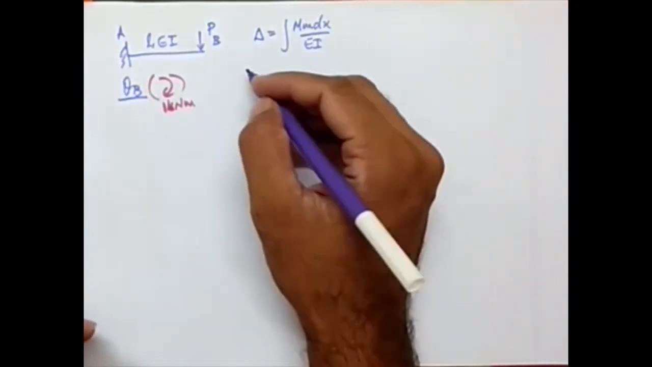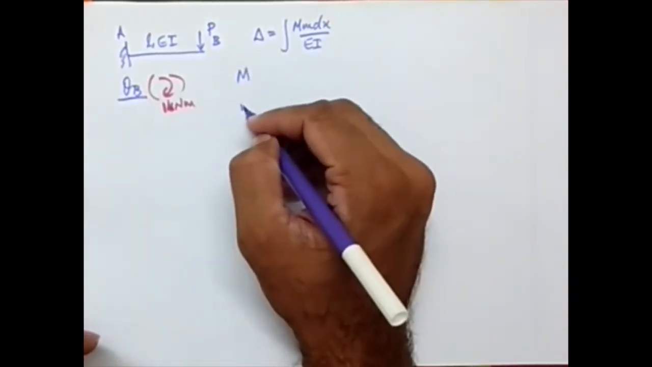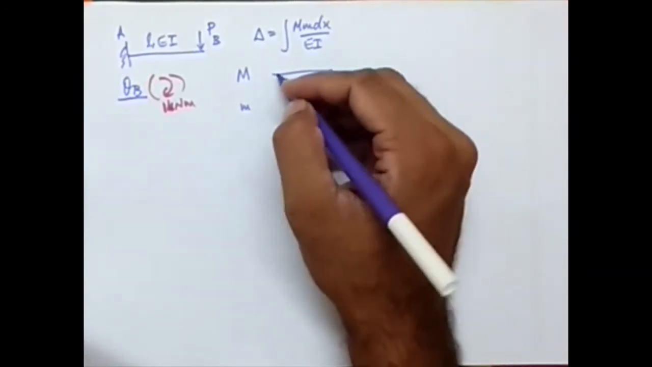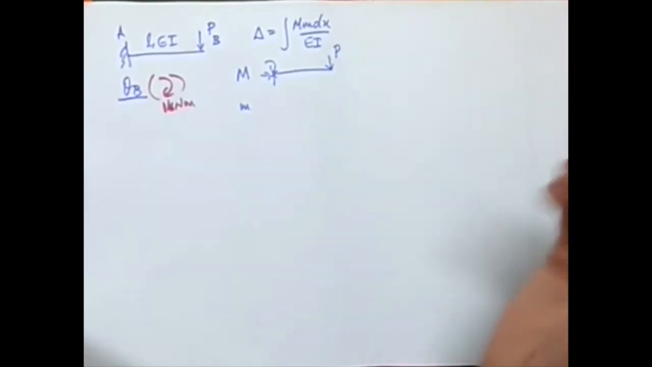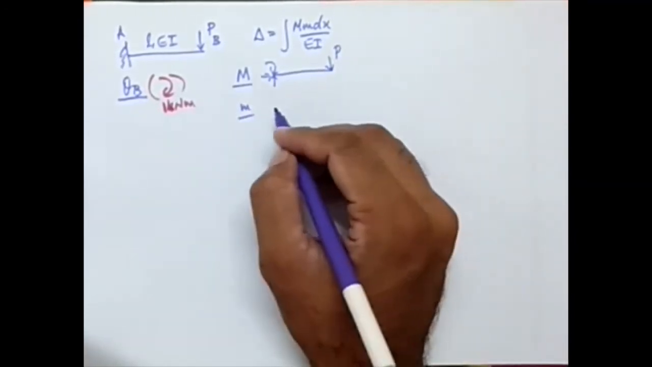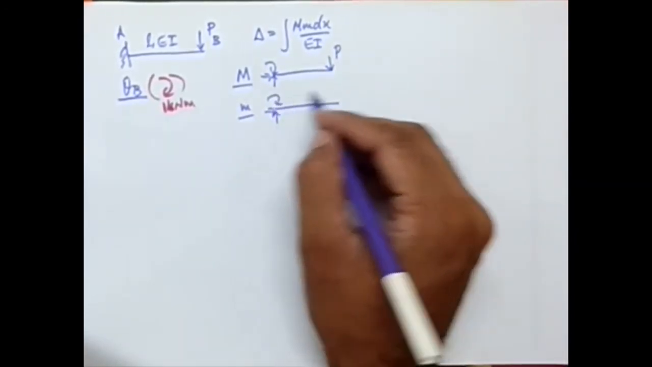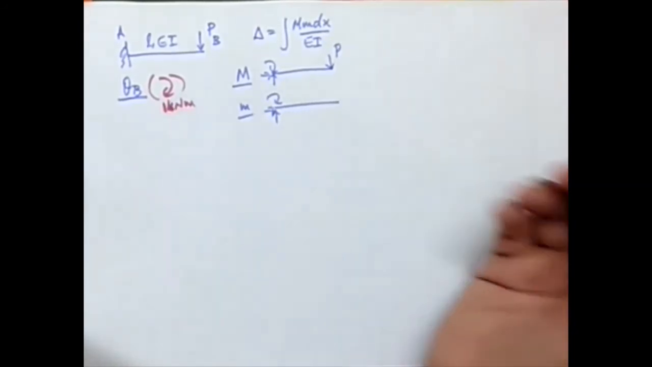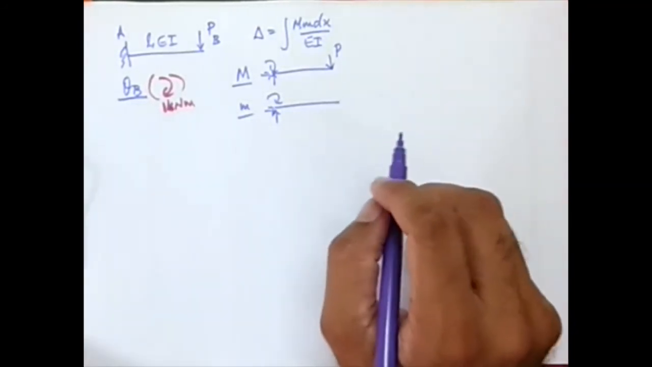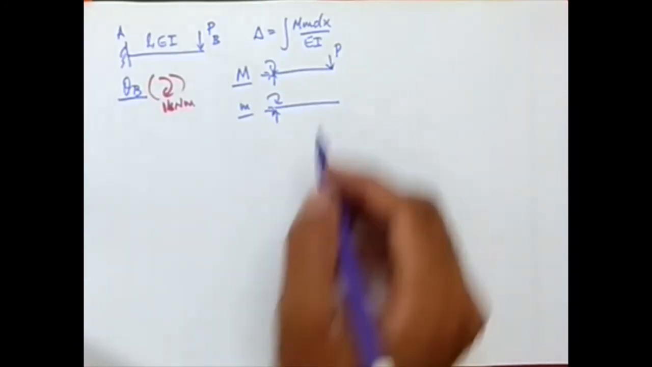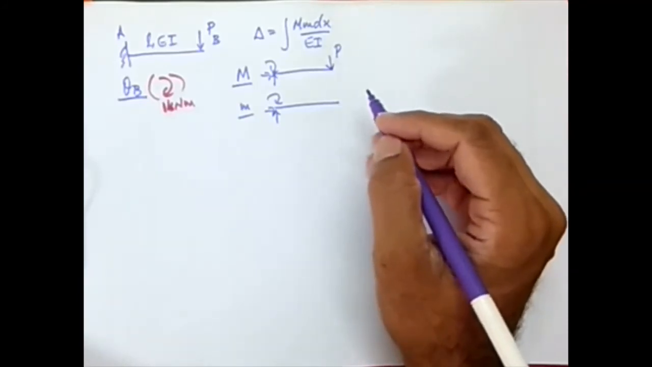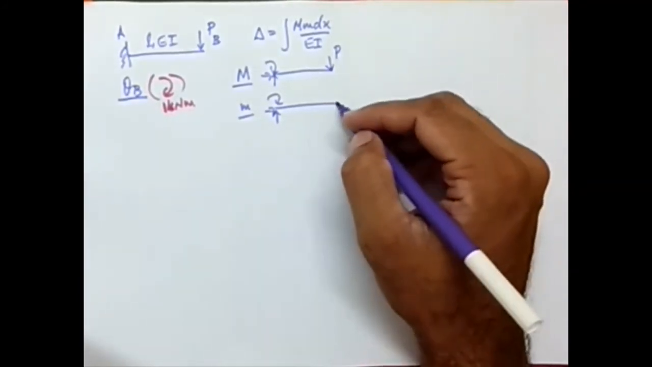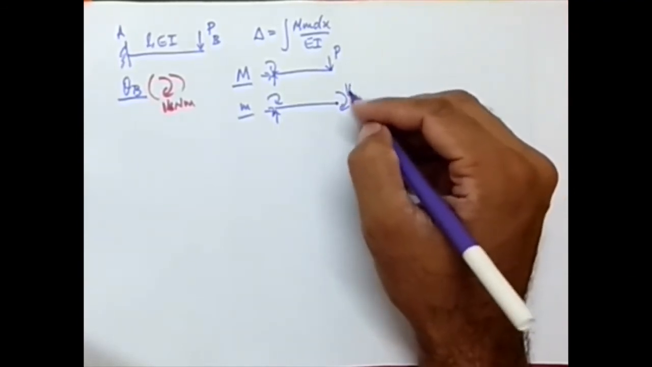Whenever we get such a problem in unit load, we'll be drawing the capital M figure and small m figure. The capital M figure, as we discussed earlier, should be the same figure as given in the problem, and the small m figure should be the beam with the unit load. In this case, the unit load is a 1 kilonewton meter moment, and that needs to be applied at the point where we want the displacement to be calculated. So we want to calculate the rotation at the free end, so it should be applied here.